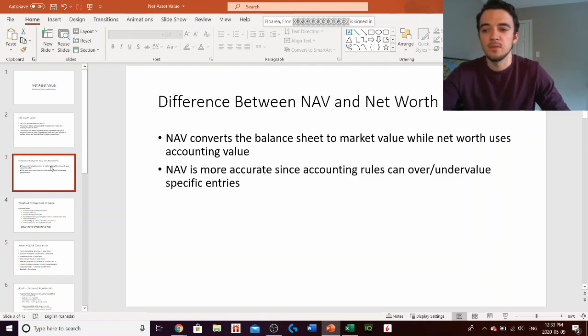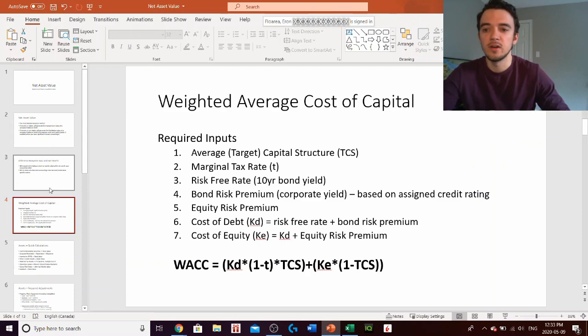So the first step in this model is you're going to need to find the weighted average cost of capital. So the required inputs are these 7 right here. The first one is going to be the average capital structure, which is going to be a 5 or a 10-year average, and you're going to be using the debt to value ratio, which I'll be going over, but I'm going to be using Disney as an example through this video.